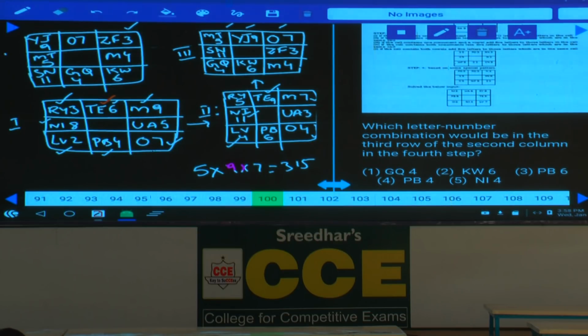Then question number 100. Which letter number combination would be in the third row of the second column in the fourth step? Fourth step, third row, second column. GQ4. Choice 1 is the answer. Done?